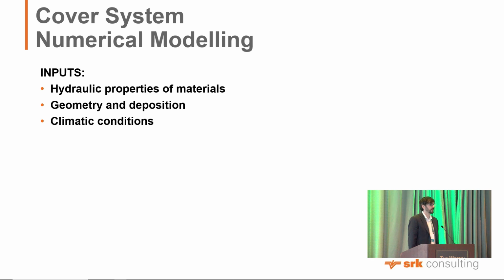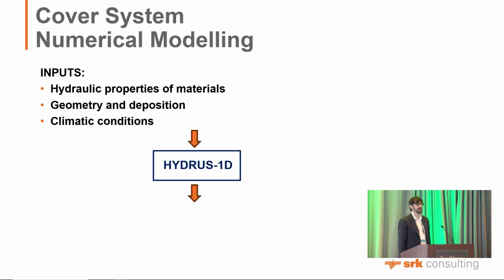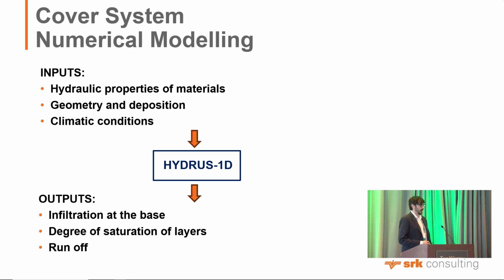Which are the inputs for the numerical modeling? We need to know the hydraulic properties of the materials. We need to know the geometry and the climatic conditions that the cover will be exposed to. We will use HYDRUS 1D as the software to solve the unsaturated flow. And the outputs of our software will be the infiltration at the base of our system, the degree of saturation of the layers, and even the runoff.